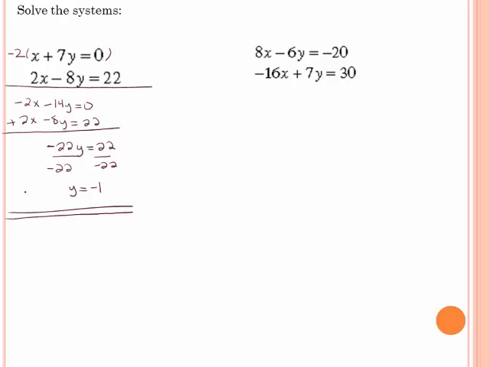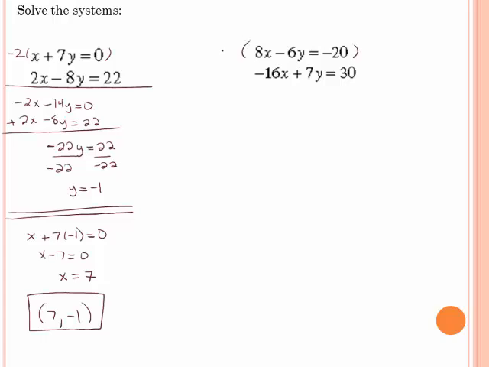Plugging that in, I'm going to use the top equation. x plus 7 times negative 1 is equal to 0. x minus 7 is equal to 0, so x is equal to 7. So my solution is 7, negative 1. Okay, on this equation, I have 8 and 16 and 6 and 7. I can turn an 8 into a 16. So I'm going to multiply this by 2.